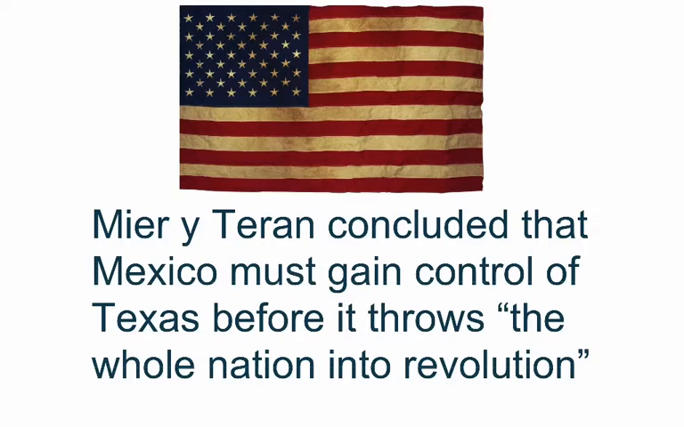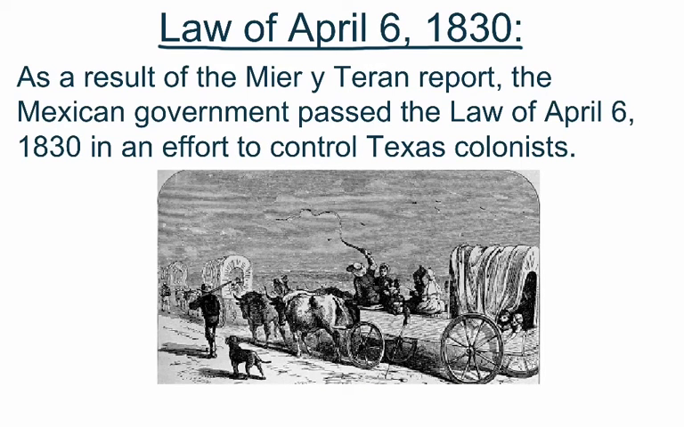So, with that happening and with Mier y Terán's report, they essentially needed to be able to control the people of the northern state of Texas, and here was their solution. As a result of the report of Mier y Terán, the Mexican government passed the Law of April 6, 1830 in an effort to control colonists.